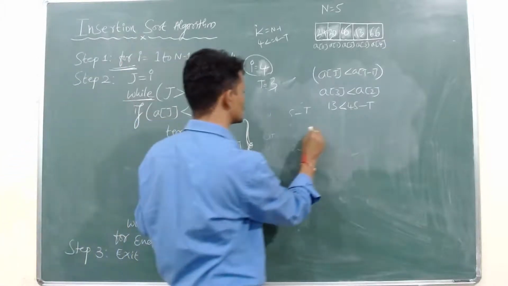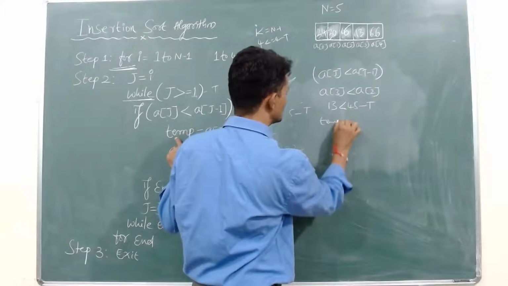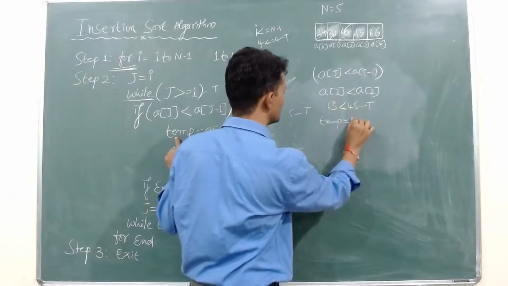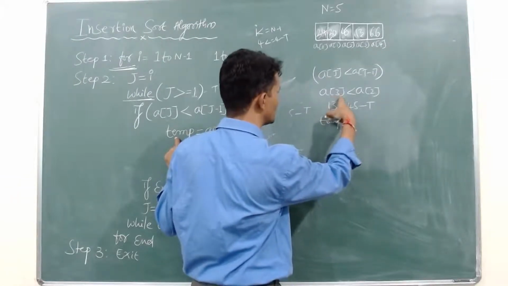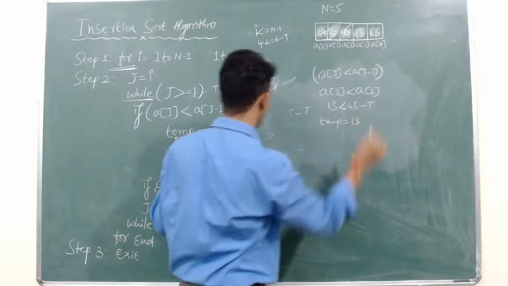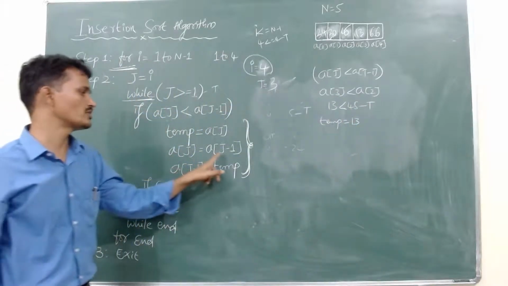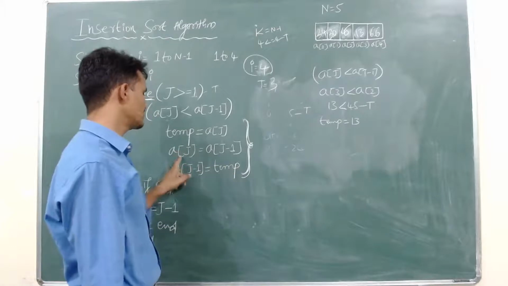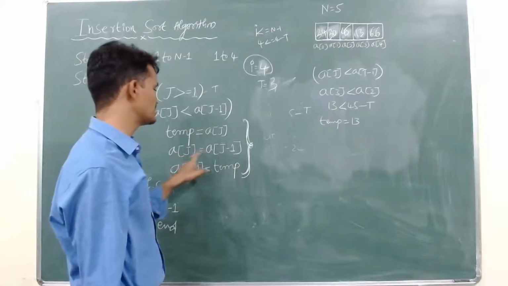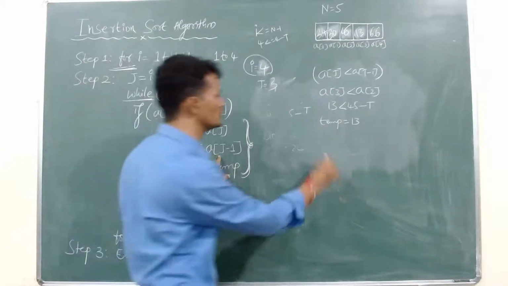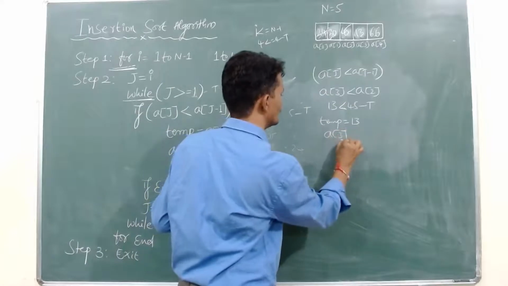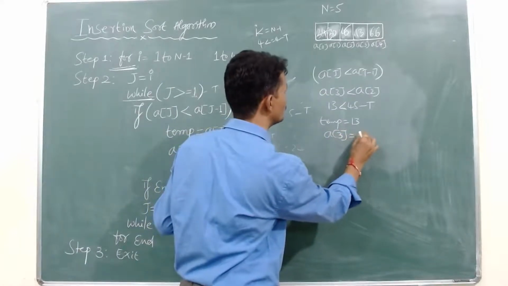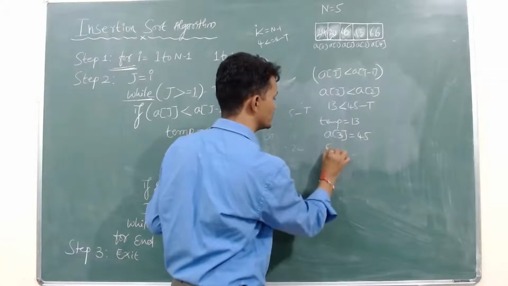Now, temp is equal to A of j. A of j means what is the value stored in A of j? A of 3. A of 3 is what? Value 13. Next, A of j is equal to A of j minus 1. A of 3 is equal to A of 2. What is the value stored in A of 2? 45. 45 will be assigned to A of 3.